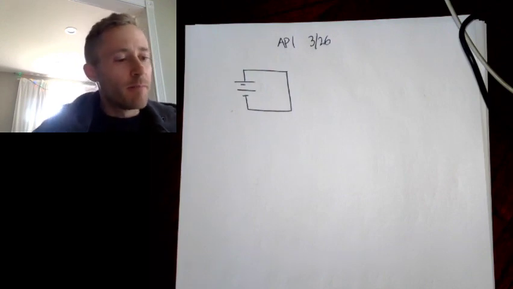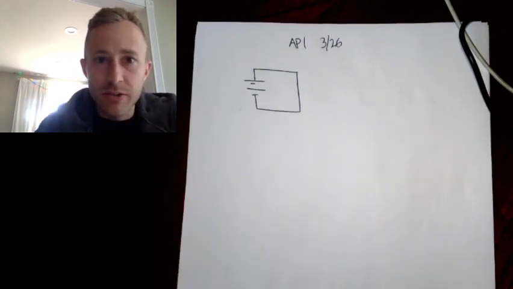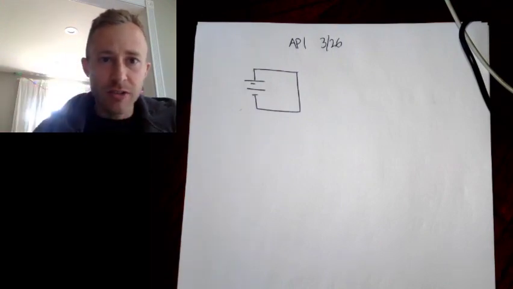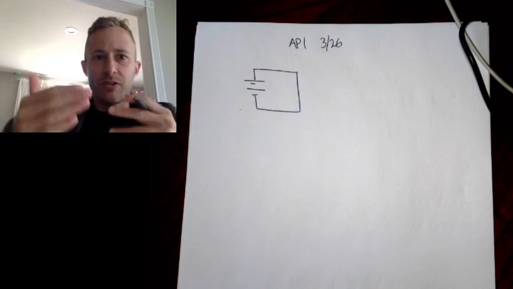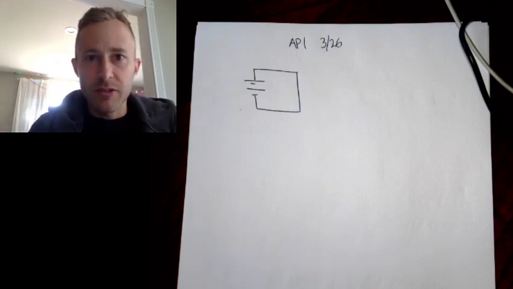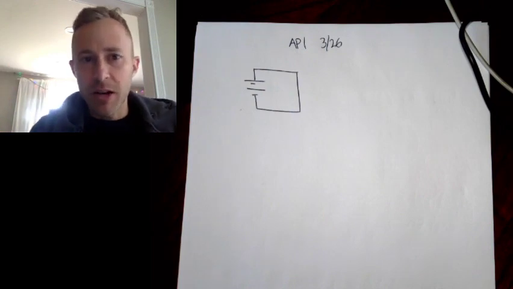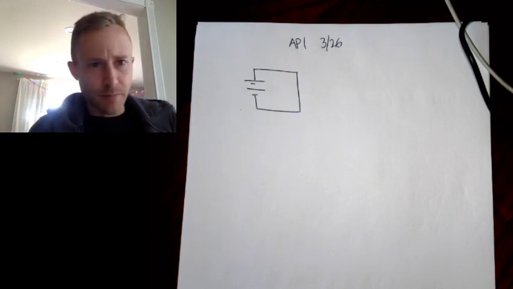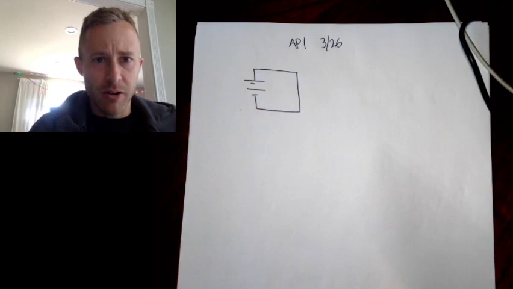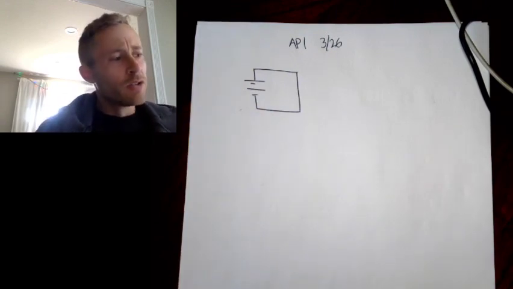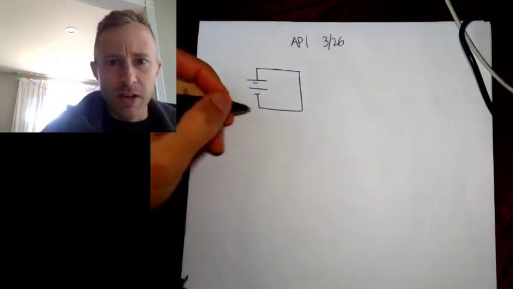So batteries have a chemical reaction that's taking place inside them, and that chemical reaction, the speed at which it takes place, determines how much current can come out of the battery. So you're limited by the battery chemistry. So I'm going to define a term.